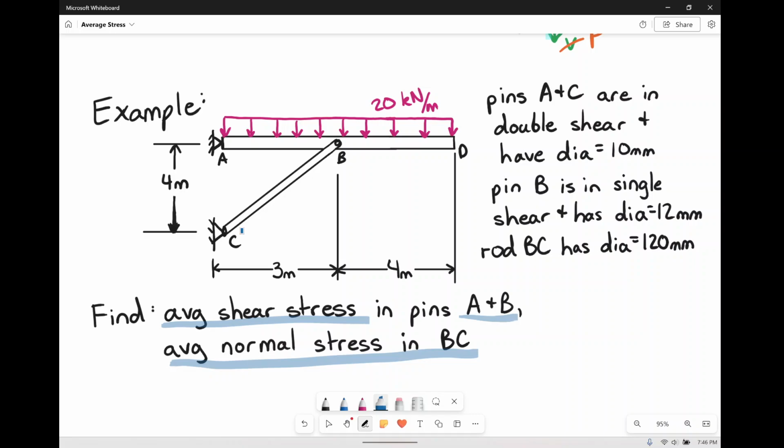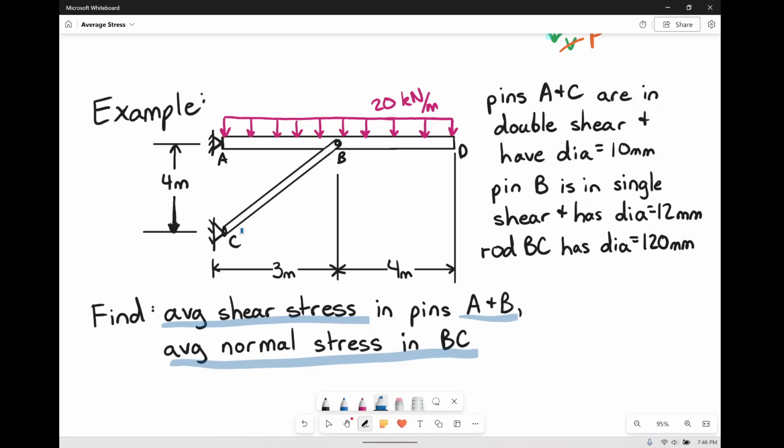We have some more notes here off to the side that pins A and C are in double shear, and we're going to draw a diagram of what that looks like. And they both have a diameter of 10 millimeters. It's quite small. Then we have pin B, and pin B is in single shear and has a diameter of 12 millimeters. And rod BC has a diameter of 120 millimeters. So these are all pretty small things. We, of course, have 4 meters for length, 3 meters for length, and another 4 meters for length.